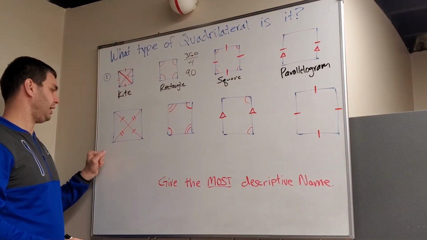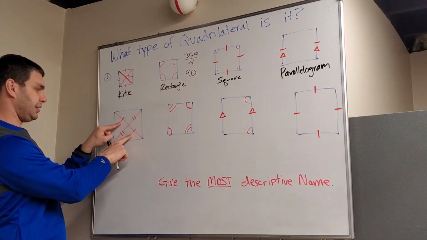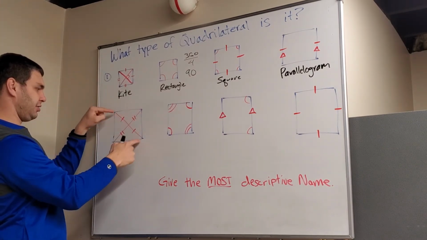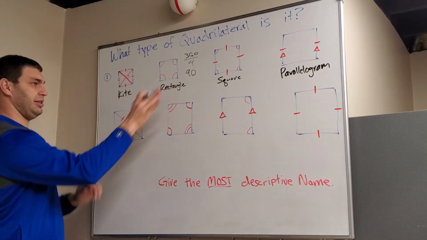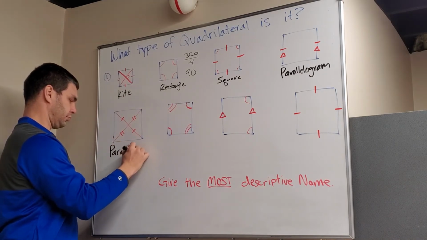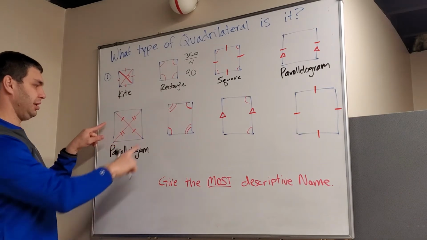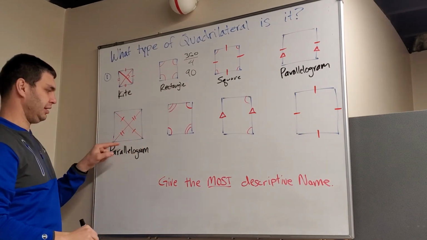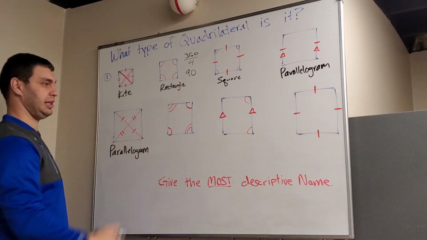This one, we have diagonals that are bisected. We don't know anything about the sides or the angles in the corners though, and so again, that's just one of the definitions of a parallelogram. There are other quadrilaterals that could have this, but we need more specifics about the sides and angles, and we just don't have that. We're just trying to give the most descriptive name with the given information.